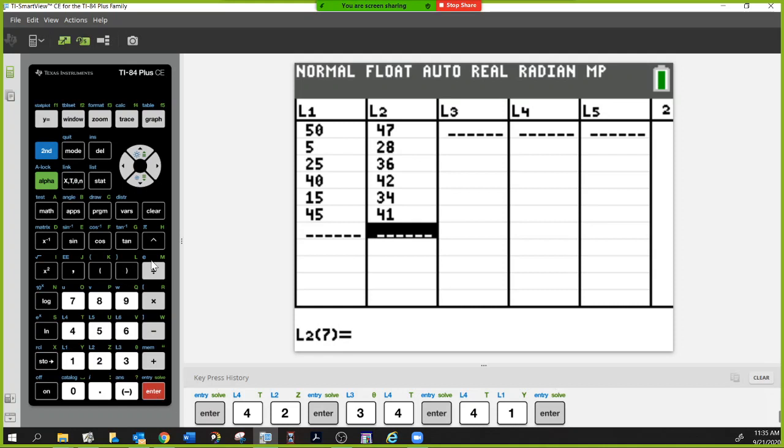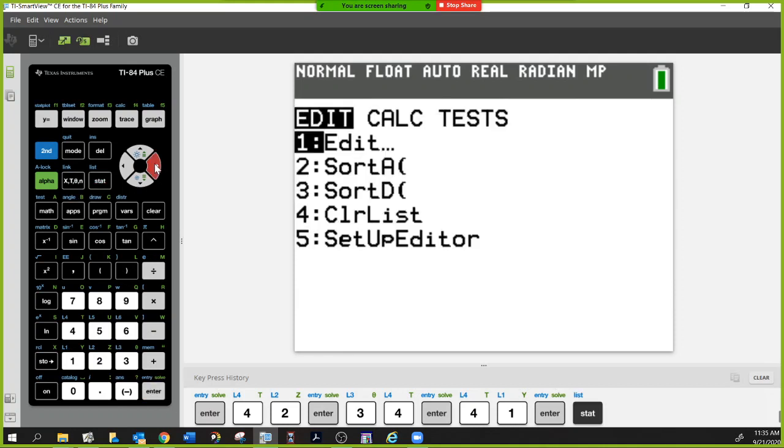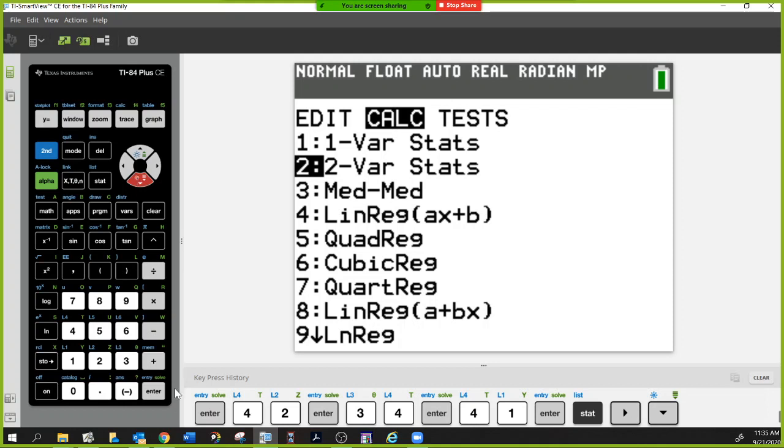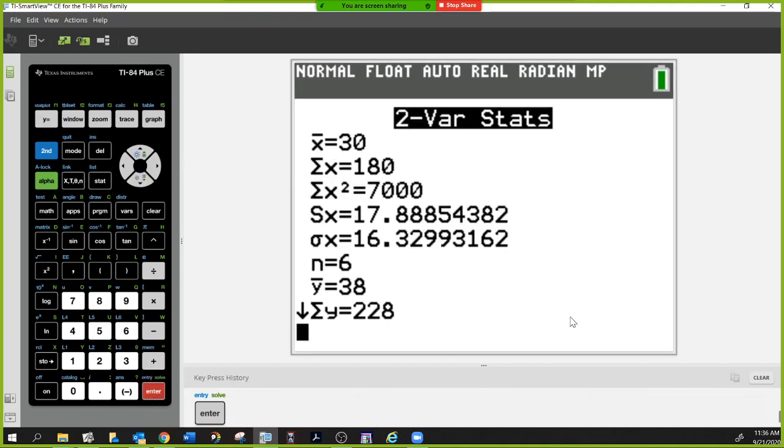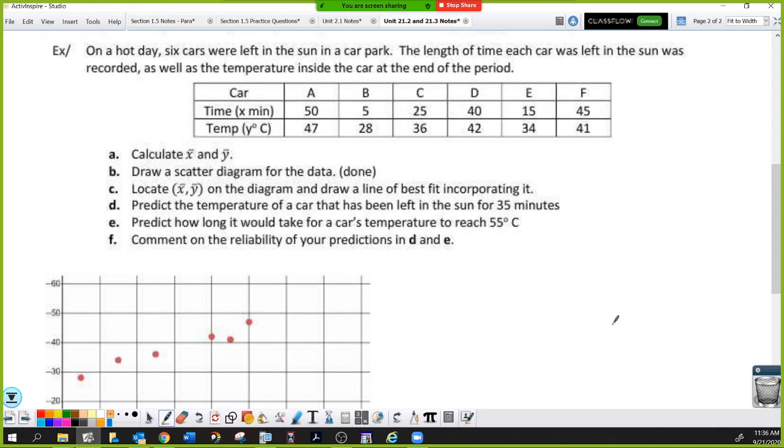Great. Stat, calc, 2 variable statistics. Fingers crossed, I've never done this before. There's XY, there's X list, there's Y list, and we're skipping frequency. Hey, look, there's an x bar and there's a y bar. So 2 variable statistics is good for finding x bar and y bar. We have x bar is 30, y bar is 38, using technology.